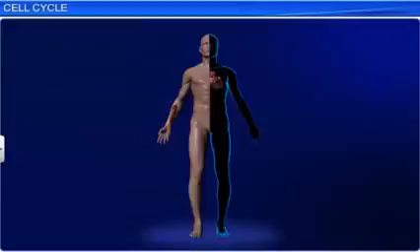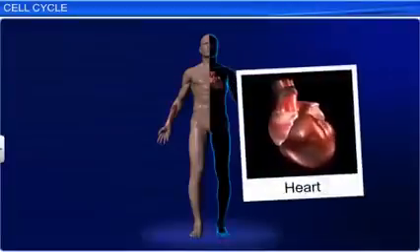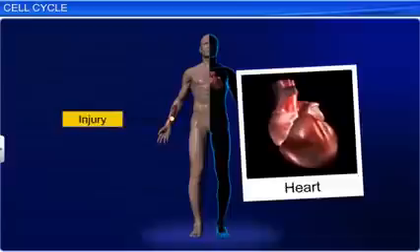In adult animals, for example in humans, some cells, like those in the heart, do not appear to display cell division. Animals also have many cells that divide occasionally, only to replace cells lost due to cell death or injury.